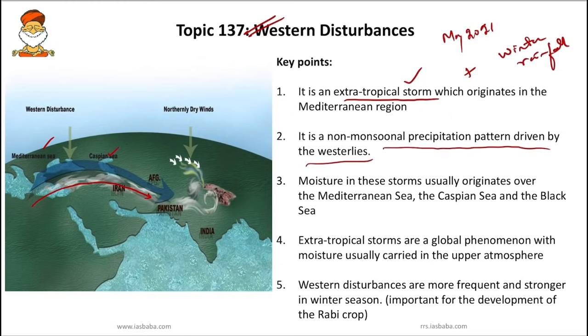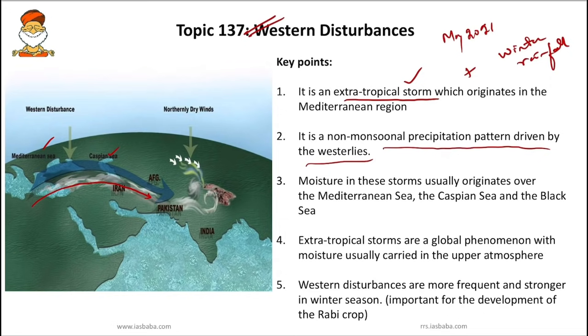The next important point we have to know is that it is a non-monsoonal precipitation pattern driven by the westerlies. We know that the westerly jet stream blows at a very high speed during winter over the subtropical zone. This particular jet stream is bifurcated by the Himalayan ranges and the Tibetan plateau. So we have a southern branch which blows to the south of the Himalayan ranges, and a northern branch which blows along the northern edge of the Tibetan plateau.